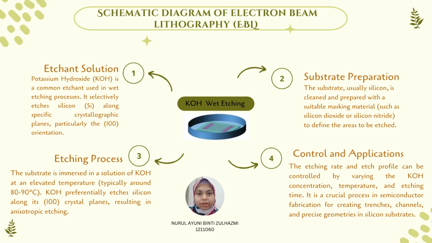Fourth, control and applications. The etching rate and etch profile can be controlled by varying the KOH concentration, temperature, and etching time. It is a critical process in semiconductor fabrication for creating features, channels, and precise geometries in silicon substrates.